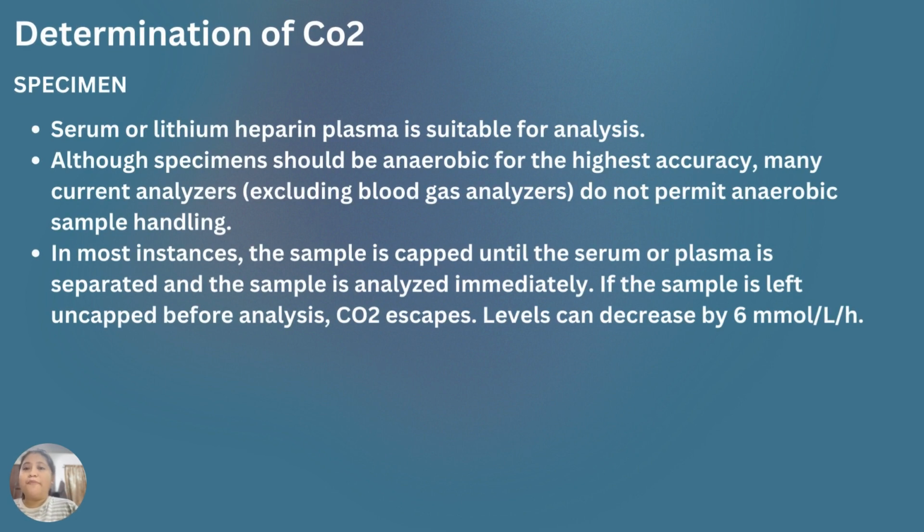Determination of CO2. The specimen used is serum or lithium heparin plasma because it is suitable for the analysis. Although specimens should be anaerobic for the highest accuracy, many current analyzers, excluding blood gas analyzers, do not permit anaerobic sample handling. In most instances, the sample is capped until the serum or plasma is separated, and the plasma is analyzed immediately. If the sample is left uncapped before analysis, CO2 escapes and the level can decrease by 6 millimoles per liter per hour.